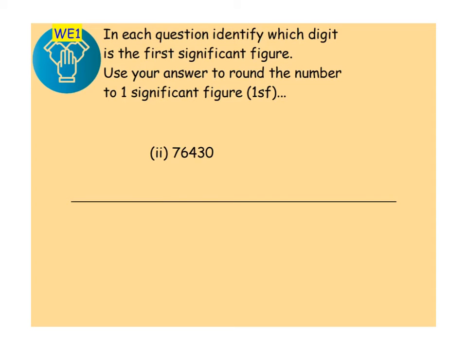So again, the first thing to do is identify the first significant figure. In this number, the 7 in the 10,000 column is the first significant figure, which means that I need 70,000 and 80,000 on my number line, and halfway between those is 75,000. 76,430 is bigger than the middle point there. That would go somewhere over here. And so this is equal to 80,000 to one significant figure.